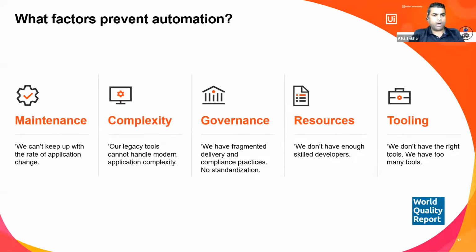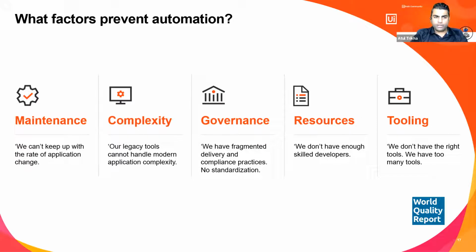We are going to discuss what are the factors that are preventing the automation. The first factor is maintenance. The applications are changing at a very fast rate. Nowadays, we are all in the agile world, right? Agility is so important, and even the SDLC is now going towards the agile methodology, so changes are bound to happen. The challenge organizations are facing is that they cannot keep up with the rate of application changes. That is the number one challenge.